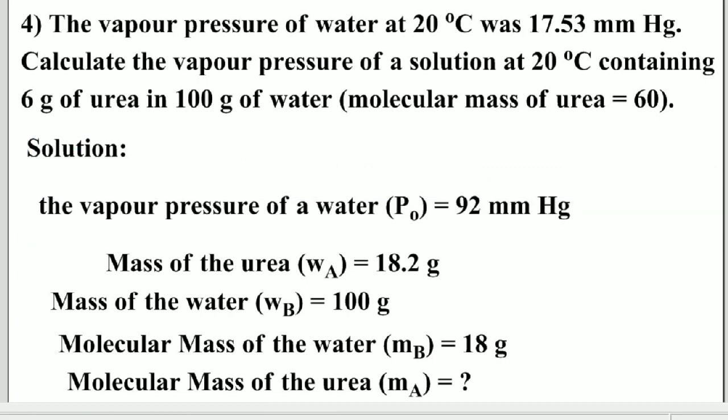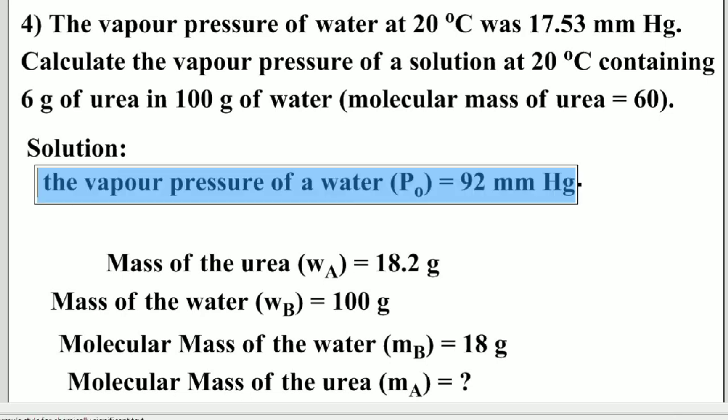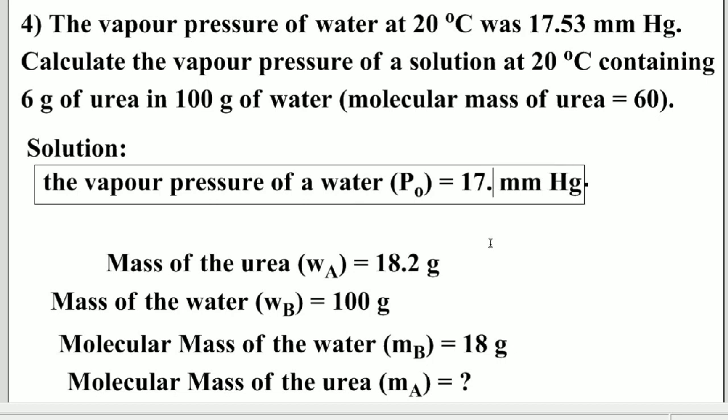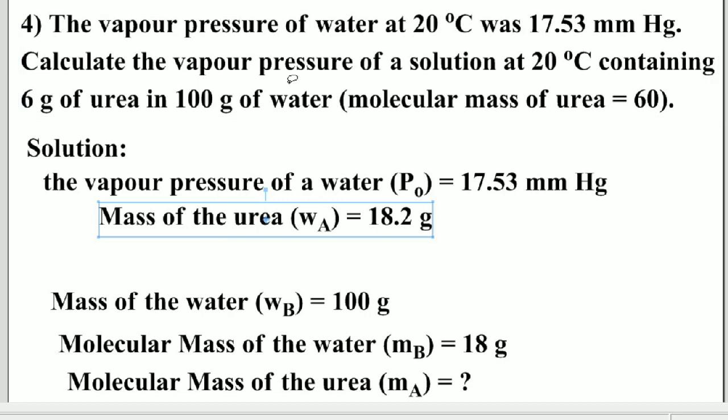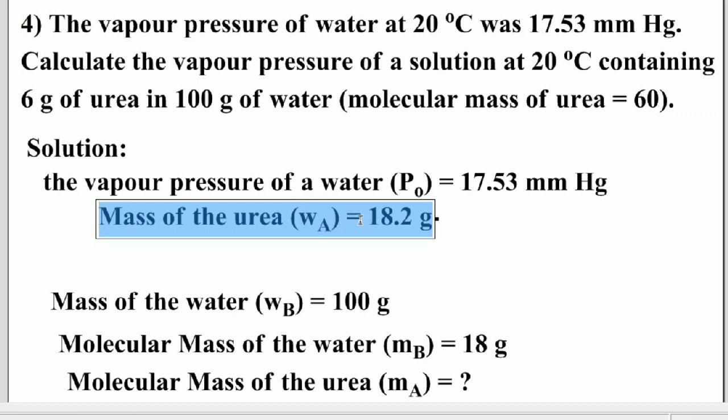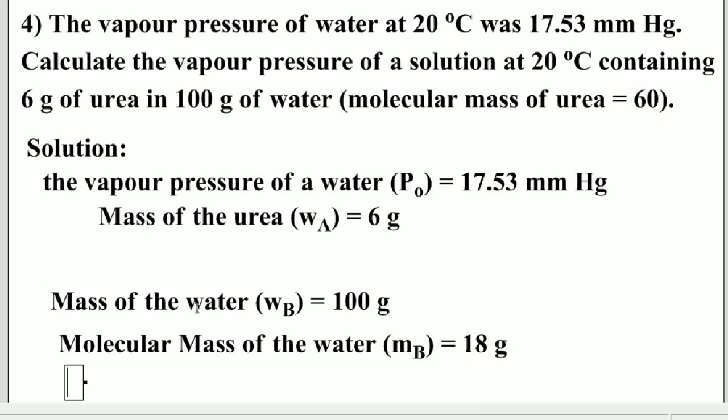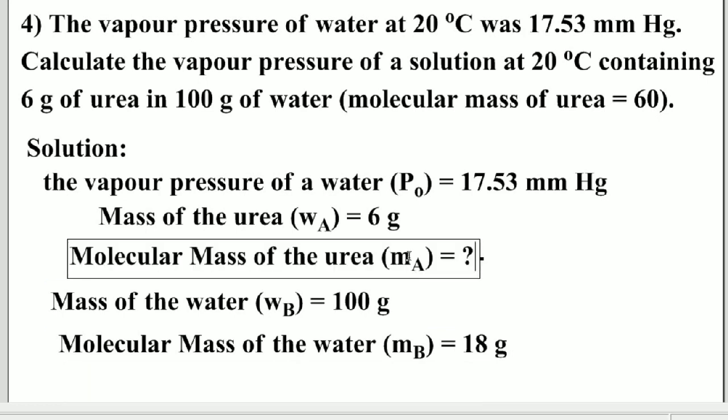So the vapor pressure of water, P0, is given as 17.53 mmHg. The solute in this problem is urea, and the mass of the urea is given as 6 grams. For the present problem, the molecular mass of urea is given as 60 grams.